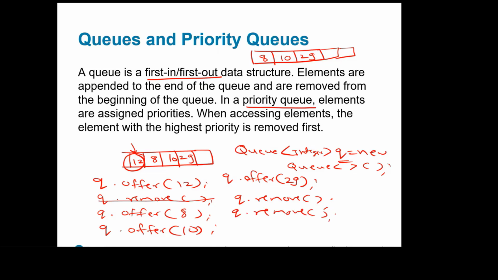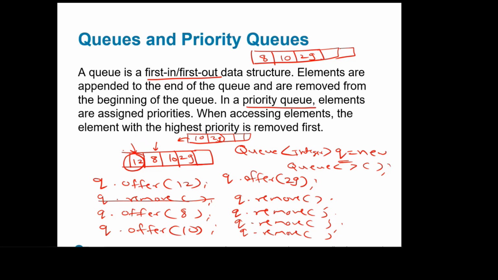So here, first the element 12 will be removed. Then next time when we say queue.remove, the next number, 8, will get removed. And now our queue will have only two elements, 10 and 29. So again, if we keep on removing, if we again say queue.remove, the next element removed will be 10. And the last time, if we again execute queue.remove, then the last element 29 will get removed. So the same sequence in which the elements go inside the queue will be the same sequence in which elements come out.